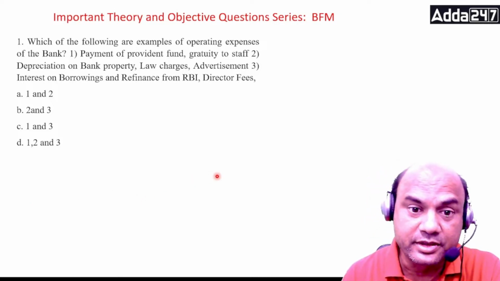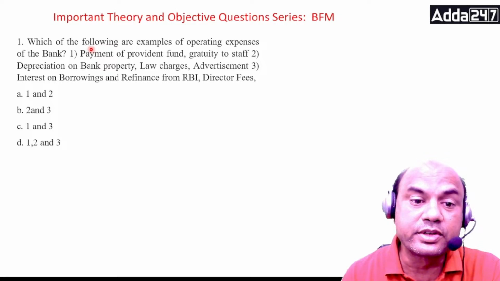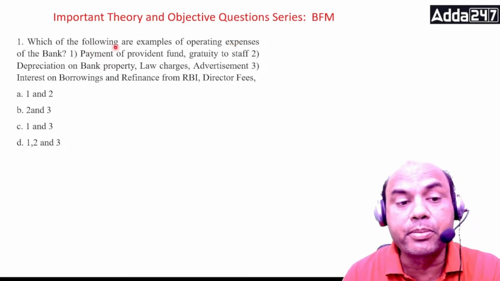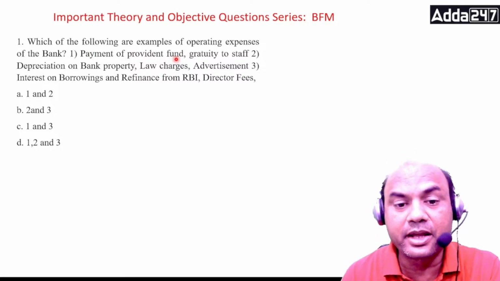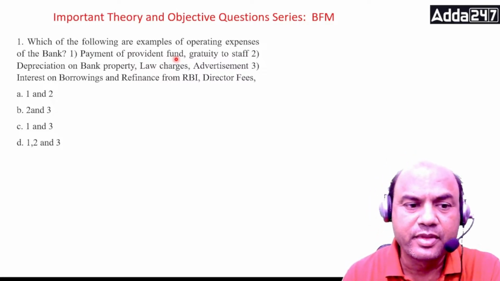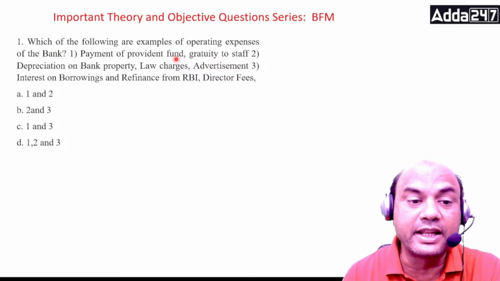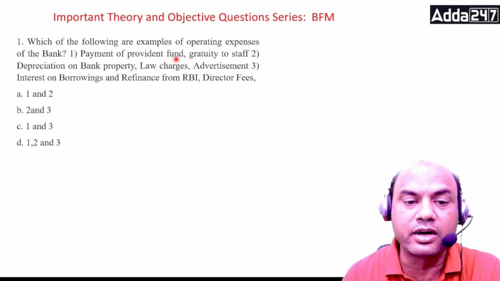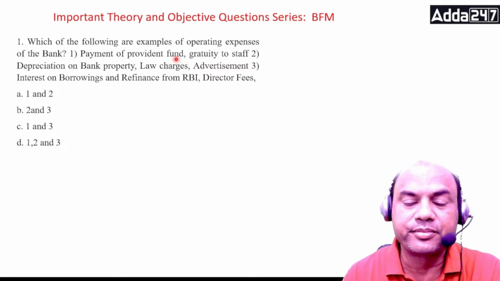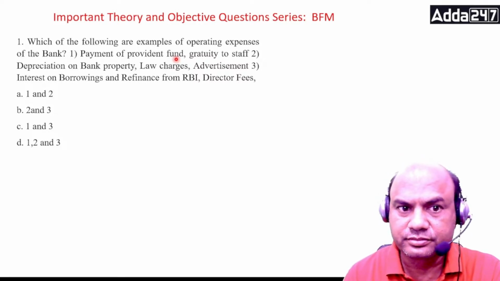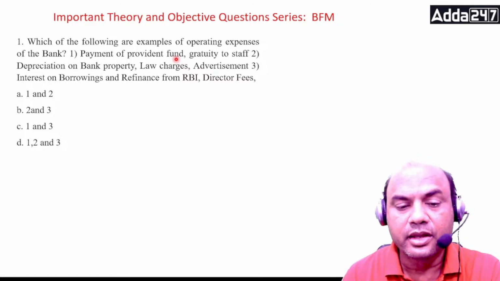Which of the following are the examples of operating expenses of the bank? Operating, kindly note. Operating means what? Daily expenses. So which of them are the daily expenses or operating regular expenses going on? Operating expenses of the bank. Look at the options.